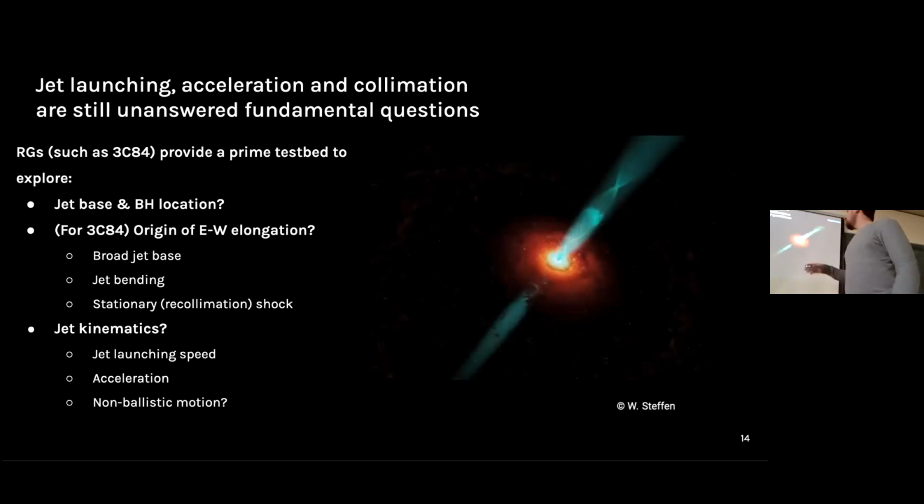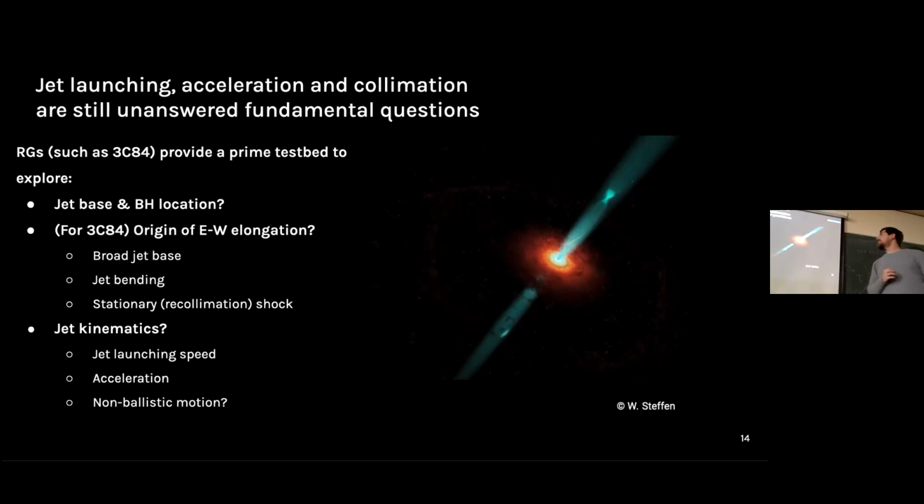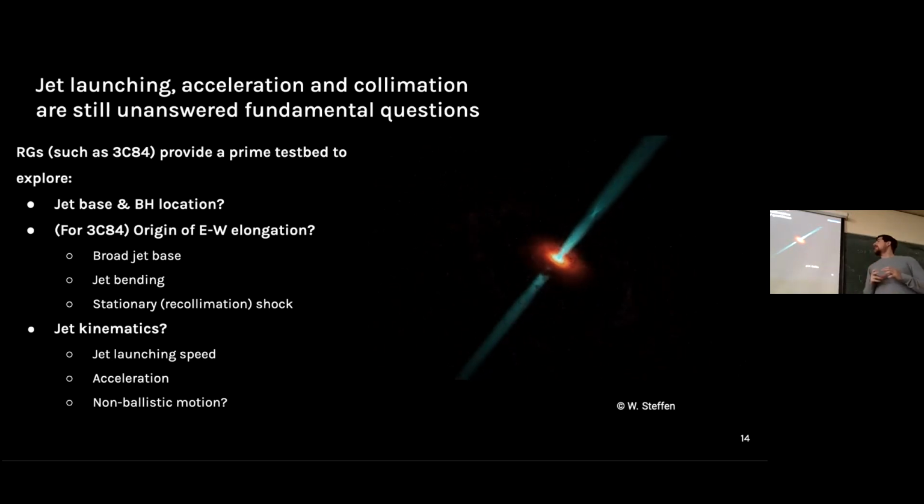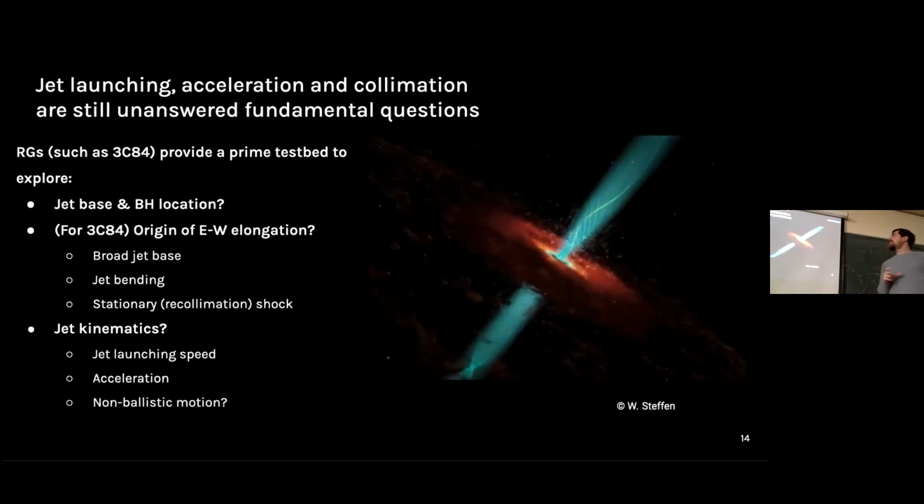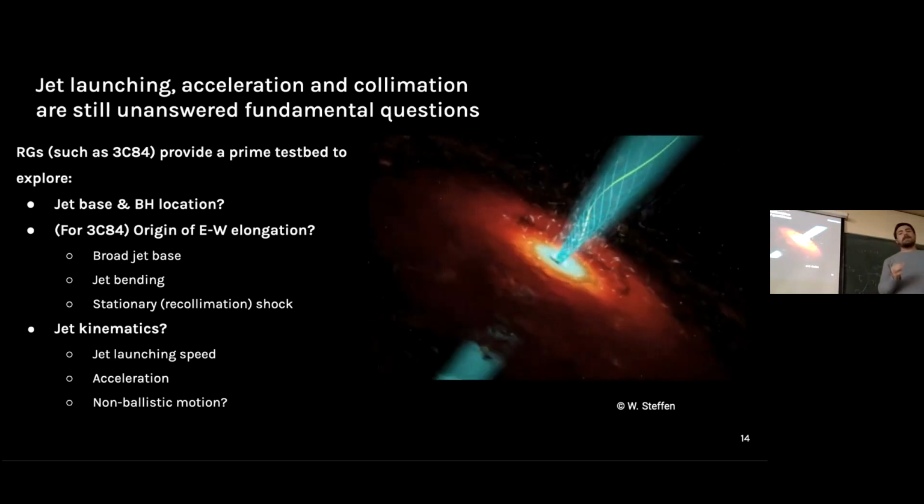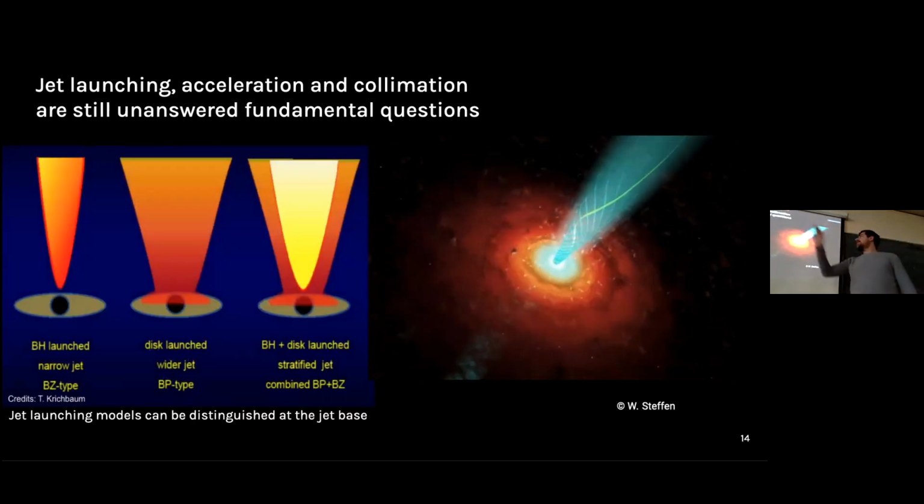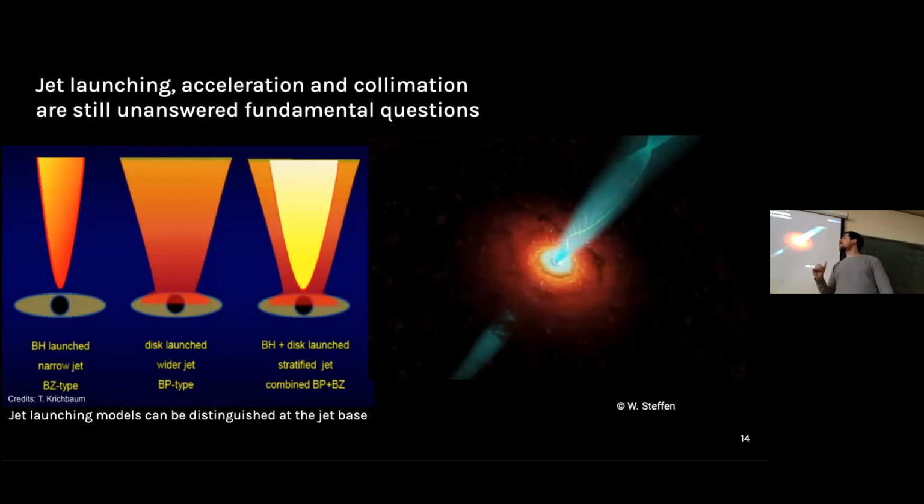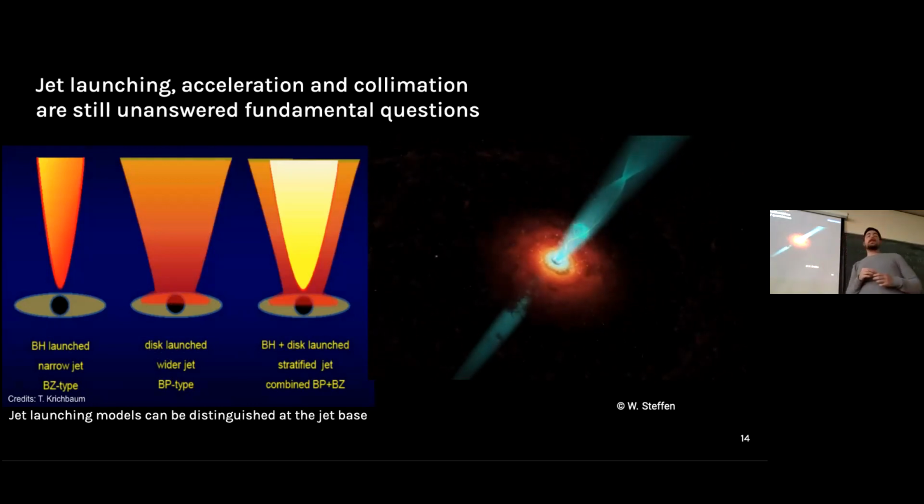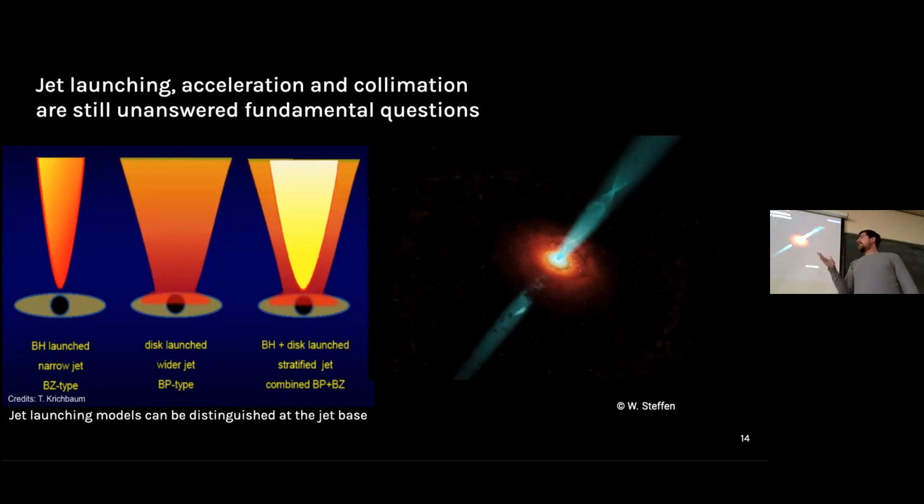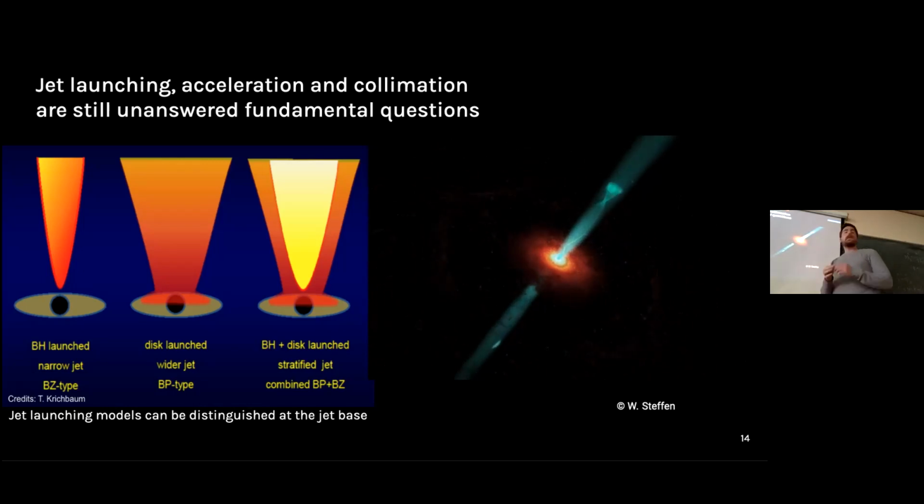So here I show an illustration of what the core of 3C84 might look like. We have again the dusty torus around the central black hole and the collimated jets, which are ejected from the poles. As you can see, this jet is well collimated. And this would correspond to the left side of the panel, which is called the Blandford-Znajek type of jet. In this jet launching scenario, we have a very thin jet, which is very fast.